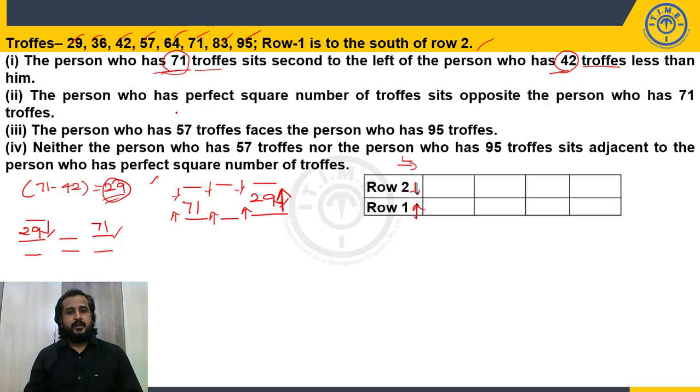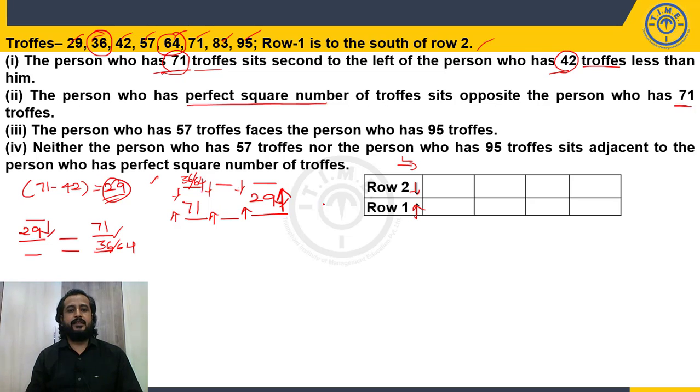Okay. Next, the person who has a perfect square number of trophies sits opposite the person who has 71 trophies. So opposite 71, I need to take the perfect square number. Among the given numbers, which is having the perfect square? 36, 64. That's it, right? Yes. So opposite to 71, 36 or 64.